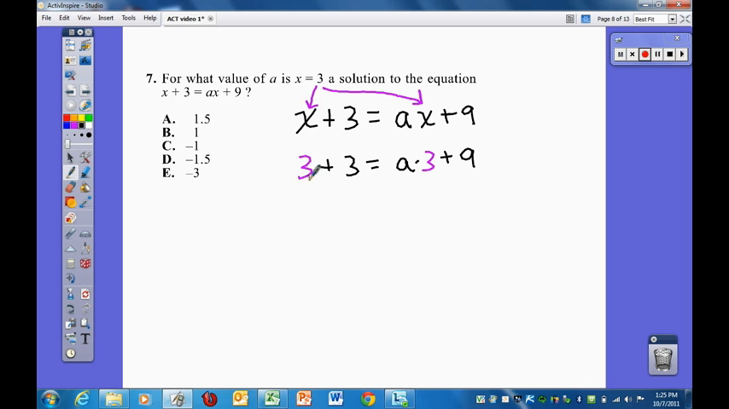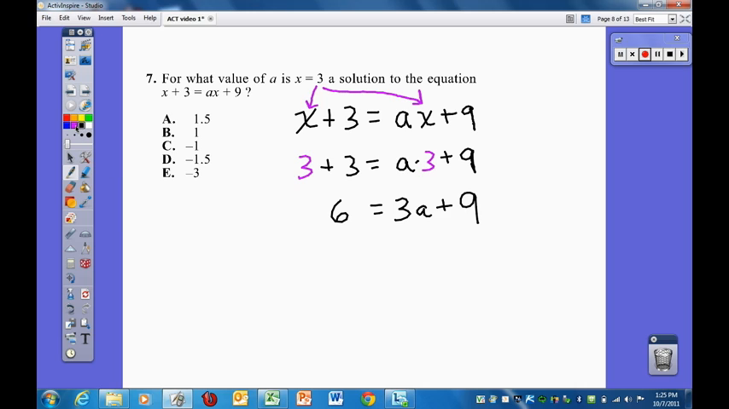Okay, simplifying this, 3 plus 3 equals 6. A times 3, usually in mathematics we write the coefficient before the variable, so I'm going to switch that around: 3 times A, and then plus 9. Don't let my 9s and my A's confuse you. We'll draw those 9s with a little bit longer of a stem.